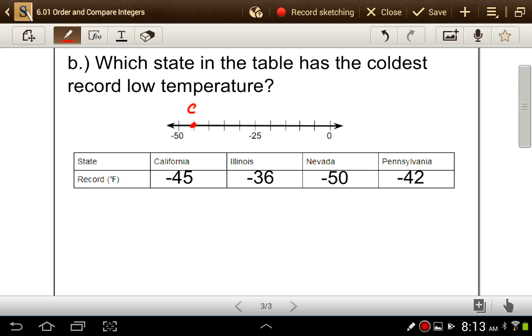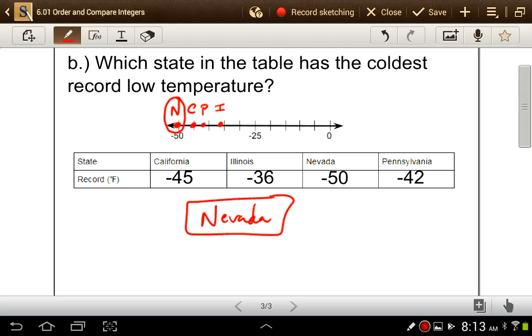I'm going to put a C. Illinois is negative 36, so starting at negative 25, negative 30, negative 35, it's going to be just to the left of that, just a little bit. I'm going to put an I. Nevada is negative 50, so that's going to be over here for N. And Pennsylvania is negative 40, so I'm going to go just to the left of negative 40 for negative 42. That's Pennsylvania. So which one is the coldest? The one on the far left. So your answer is Nevada. Okay, if you need to rewatch anything, go ahead. Otherwise, have a great day.